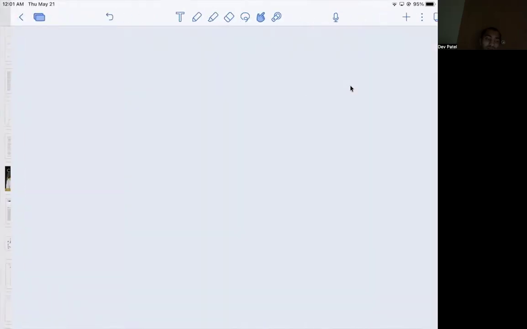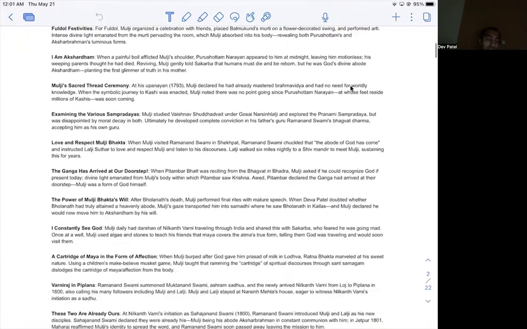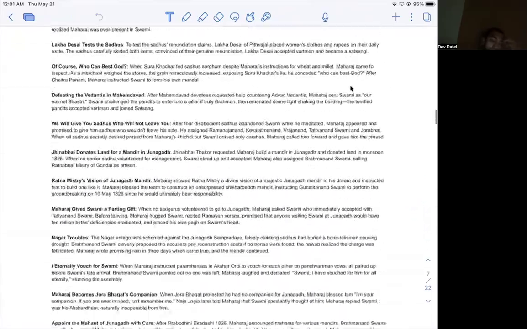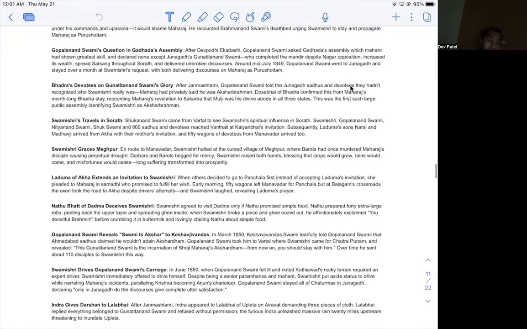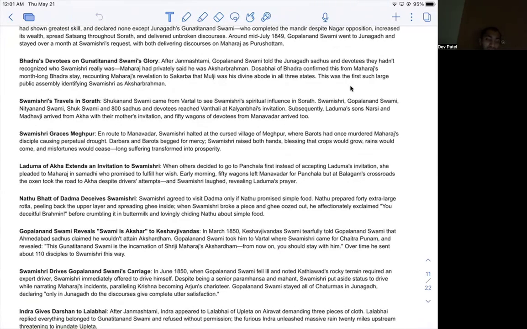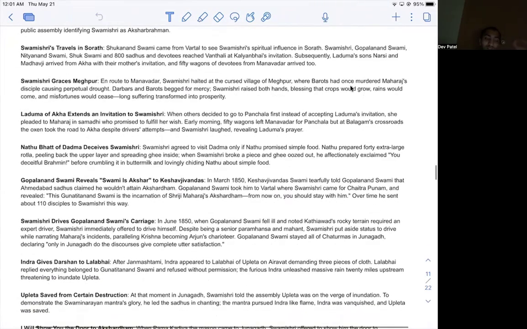Now we'll go through a few more GS summaries that we left off. We know that the travels in Sodha to Shrikant Swami came from Vardalasi Swami Shri's spiritual influence. Them and 800,000 devotees reached Vartal Kalyan by his invitation. And Laduma's sons arrived with their mother's invitation.